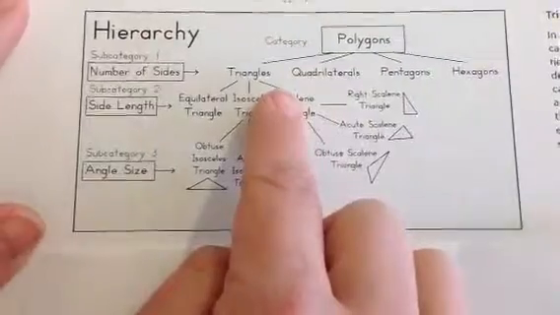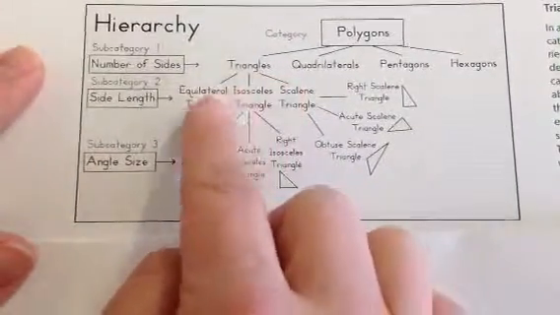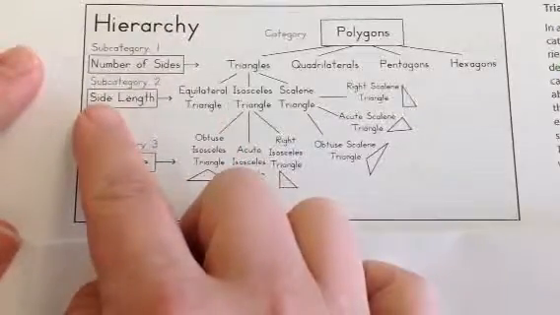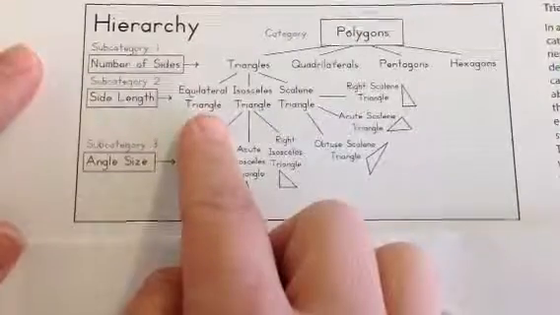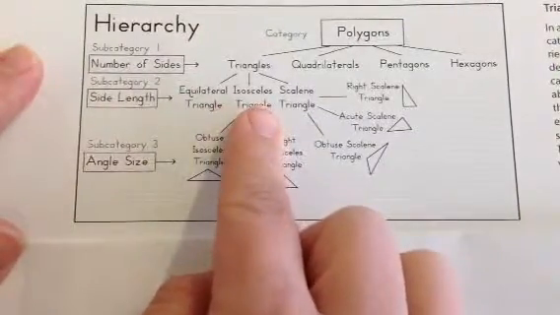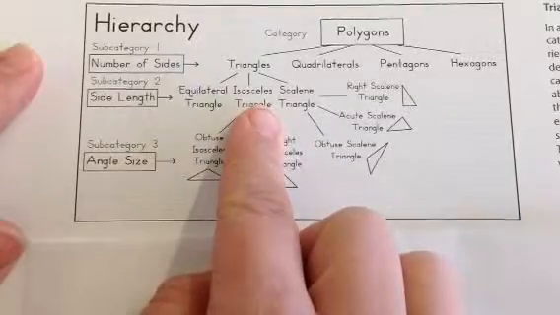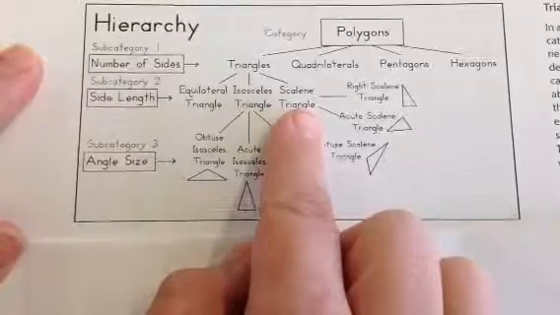Then we're going to be focusing on triangles now. So we're going to be focusing on the subcategories of triangles. So the subcategory of triangles is then categorized by their side length. So we have an equilateral triangle where all sides are congruent. We have an isosceles triangle where 2 sides are congruent. And then we have a scalene triangle where no sides are congruent.